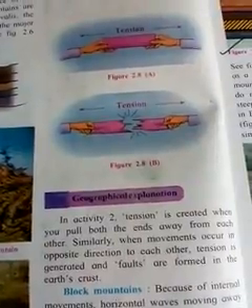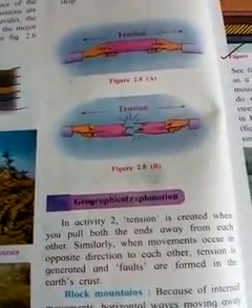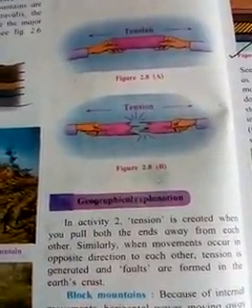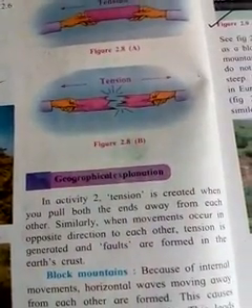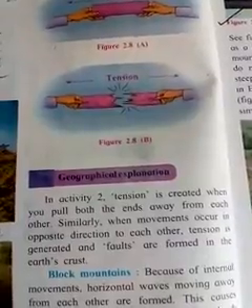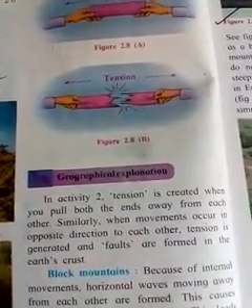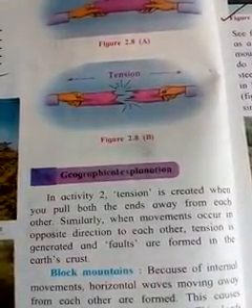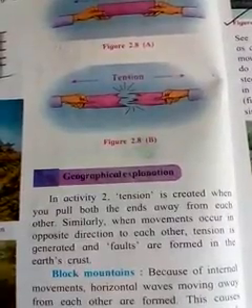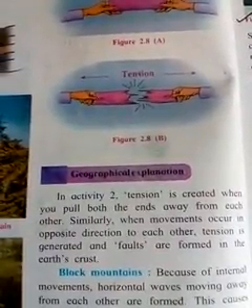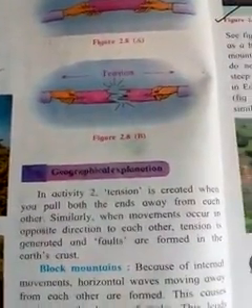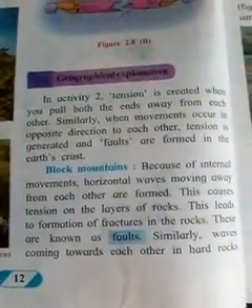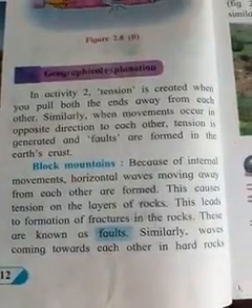That means when the movement is in opposite directions to each other, tension is generated, and at that time faults are created in the earth crust. That means they create a block mountain.